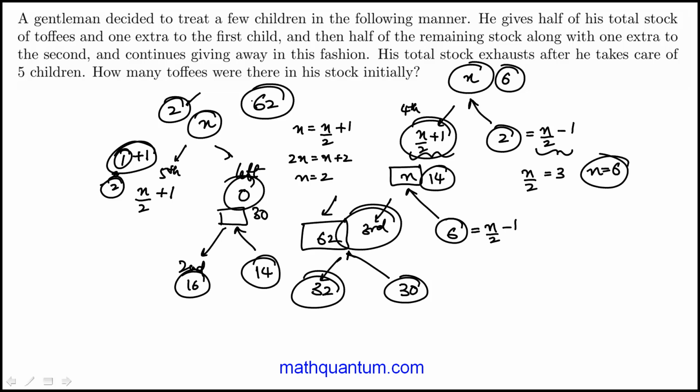What you don't want to do in this question is start with, say, the total number of candies, or toffees, I should say, and then say that this is how it's going to be split, because that's just going to be a messy algebraic equation. So it turns out it's easier to go backward here, and the answer is 62.